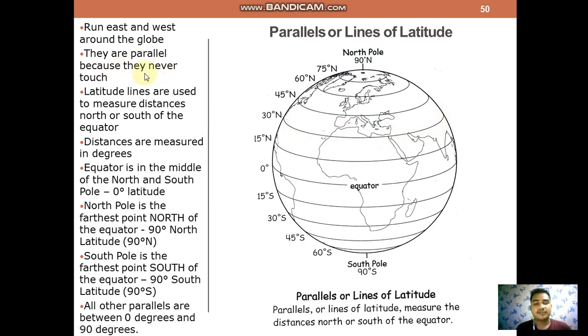Of course, from the mathematical term parallel, they cannot intersect. Latitude lines are used to measure distances north or south of the equator. Distances are measured in degrees. The equator is the middle, which is 0 degrees latitude. The North Pole is the farthest point north, and the South Pole is the farthest point south. All other parallels are between 0 degrees and 90 degrees.